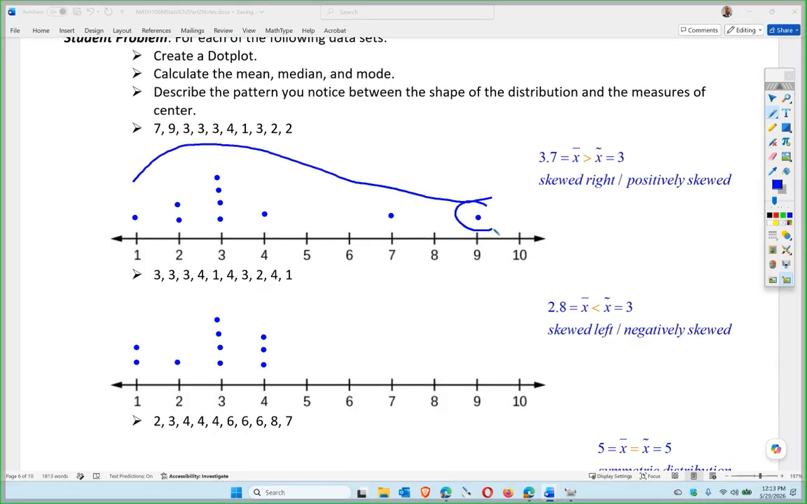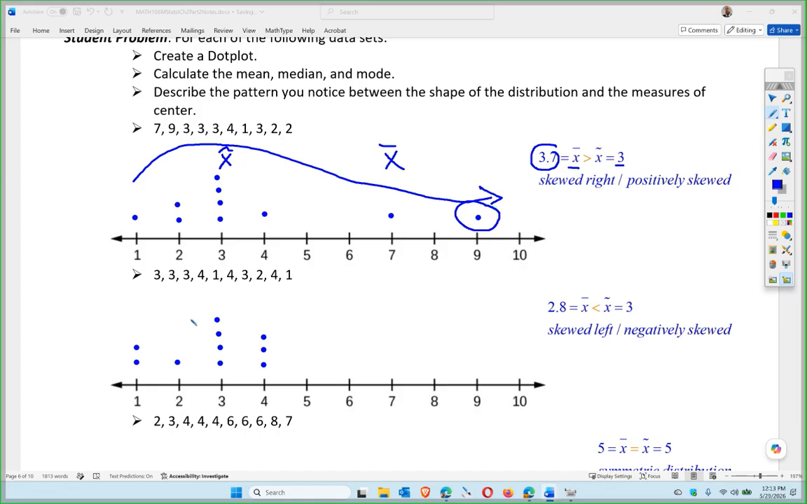Okay, so this dot plot, if I look at it, is clearly skewed to the right, and there's some outliers out here, so it's pulling the mean out here, which means the median, or the middle value, is probably over here. So if I order these up and figure out the middle value, I'll get 3 as my middle value, and if I add them all up and divide, I'm going to get 3.7, which makes sense that the mean is bigger. So therefore it's skewed to the right, or positively skewed.